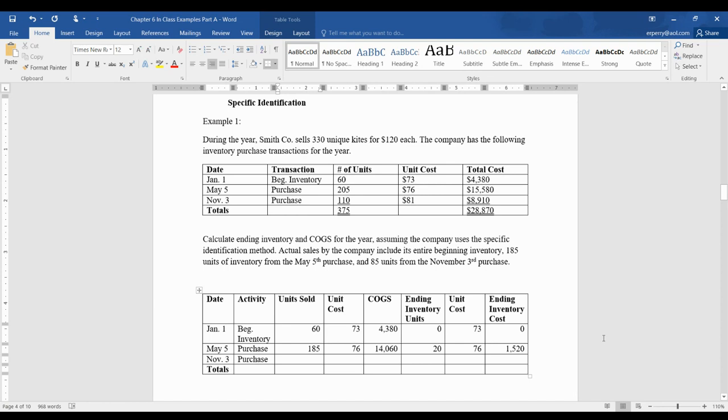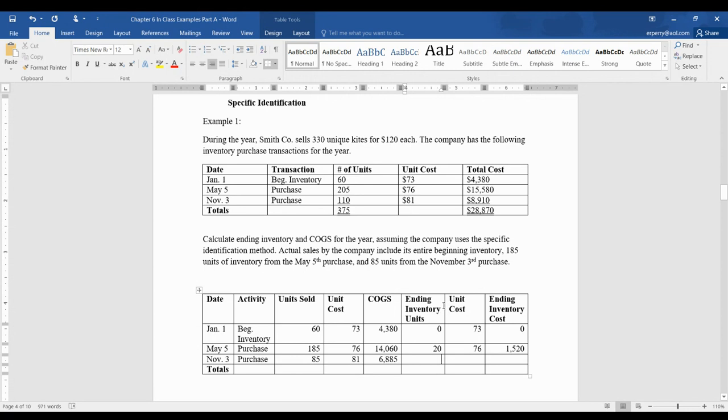November the 3rd. Looks like we purchased 110 units, but of those 110, we sold 85. Okay, we purchased those units at $81 a unit. 85 times 81 gives me cost of goods sold of $6,885.